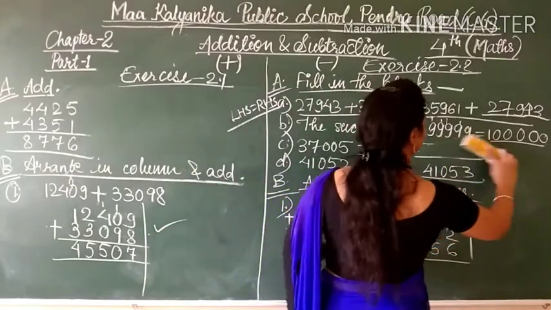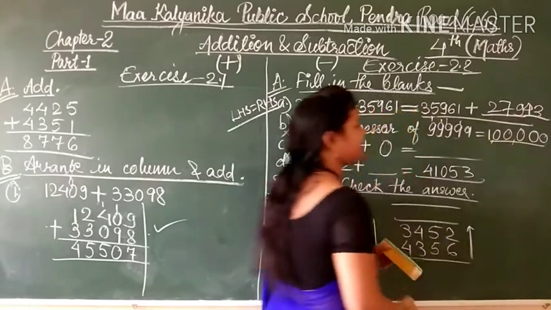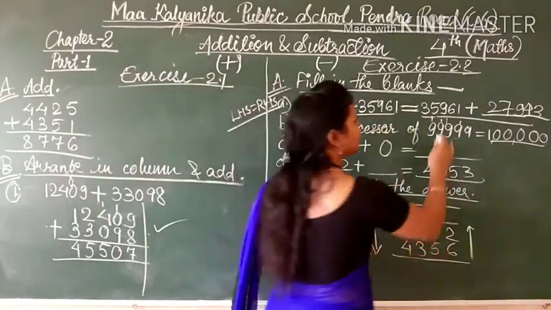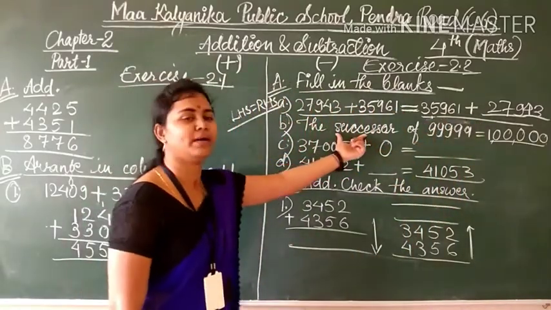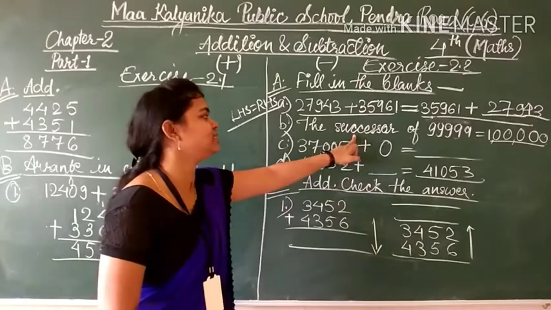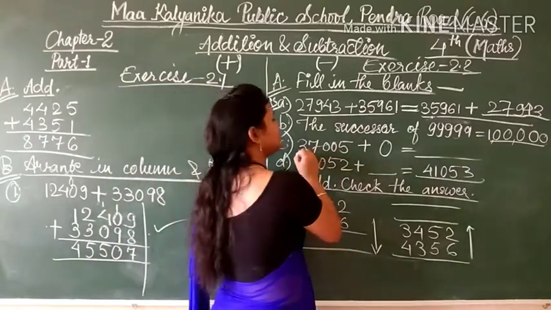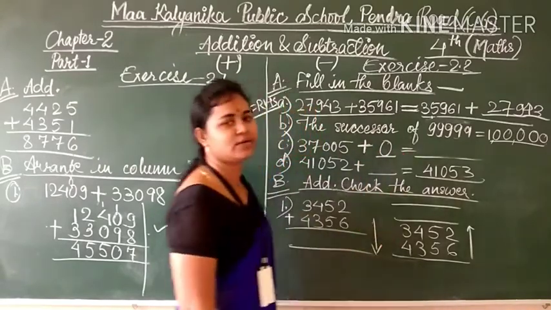So remember, 1 and five 0s. So 1 lakh is your answer, the successor of 99,999. Remember, successor means plus 1. If predecessor is given, you have to subtract 1. Okay.